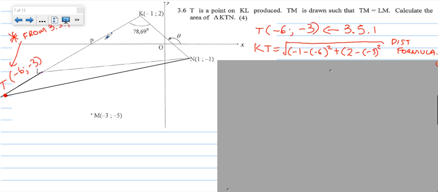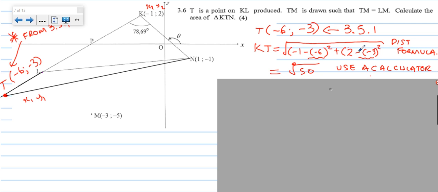So therefore, let's calculate KT, the length of KT, using the distance formula. Be careful. You decide which is your x2, y2, so this is your x2, y2, and this is your x1, y1. And you substitute correctly. Watch the negative coordinates. In this case, there's double. Use your calculator exactly as it is, and you get the square root of 50.